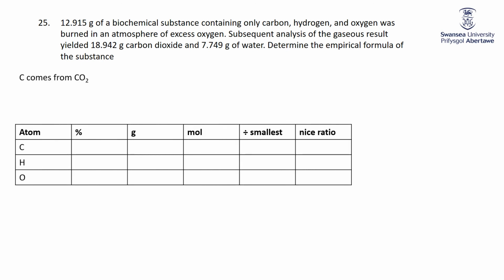So, start off with the carbon. 18.94 grams of CO2 was made. Divide that by 44 grams per mole, and that tells us we have 0.4305 moles of CO2. And as all the carbon in this went into CO2, and that's 1 carbon in a CO2, that tells us we started with 0.4305 moles of carbon. So we can go right there, 0.4305 moles of carbon.